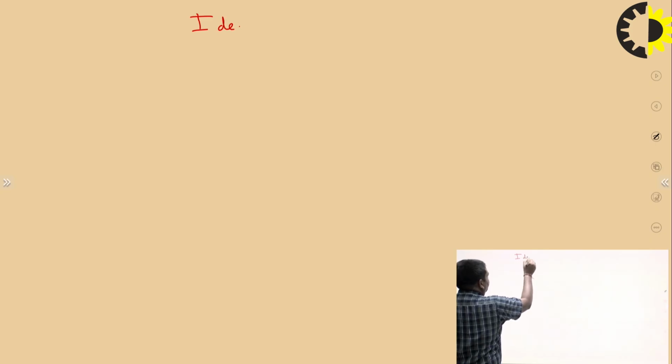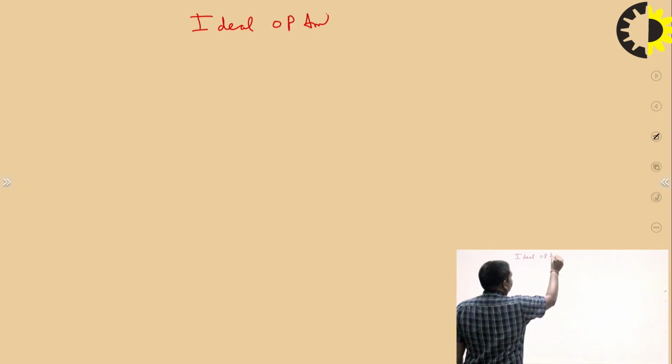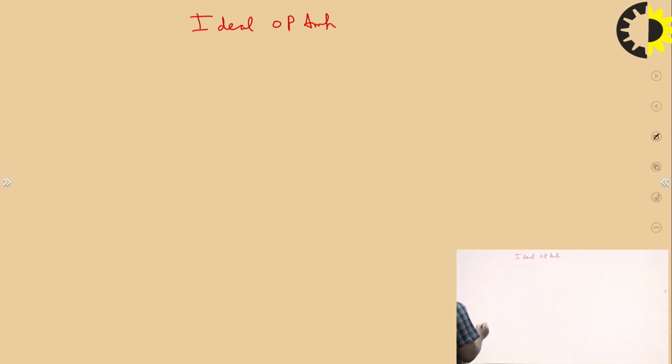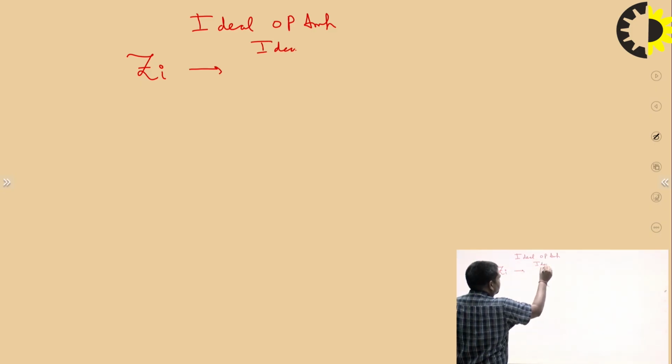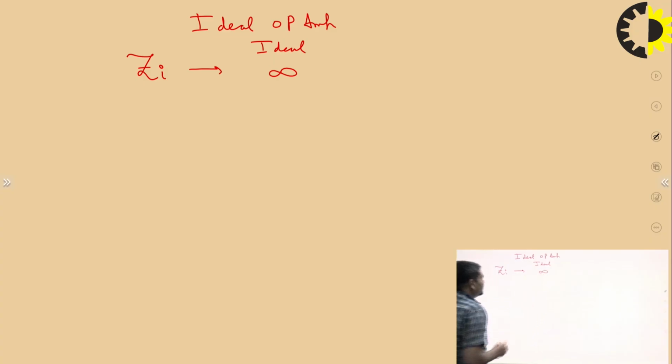The second terminology is the ideal op-amp. Why can we say this is an ideal op-amp, and what are the specifications of an ideal op-amp? These specifications are given below. The first one is the input impedance. The input impedance of an ideal op-amp should be infinite, infinity ohm.